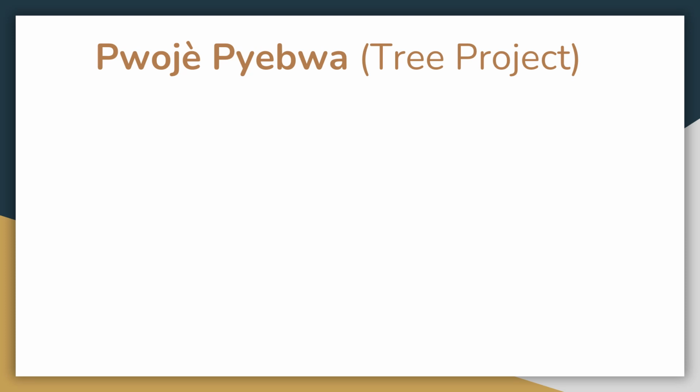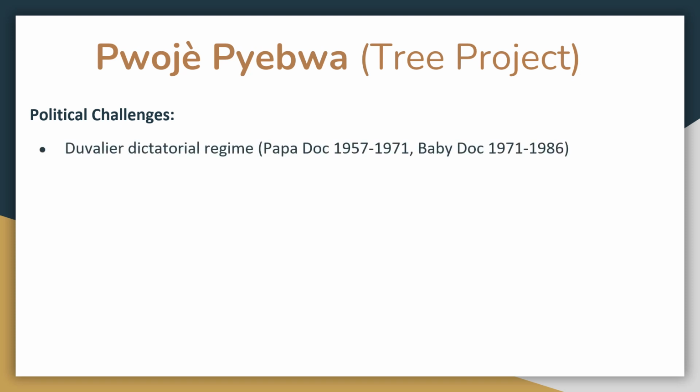Even with all of these solutions in mind, both technical and economic incentive solutions, there were political challenges to implementing such a reforestation project in Haiti. One was the Duvalier dictatorial regime, which you may or may not have heard of, and a history of international aid being pilfered by bureaucrats.